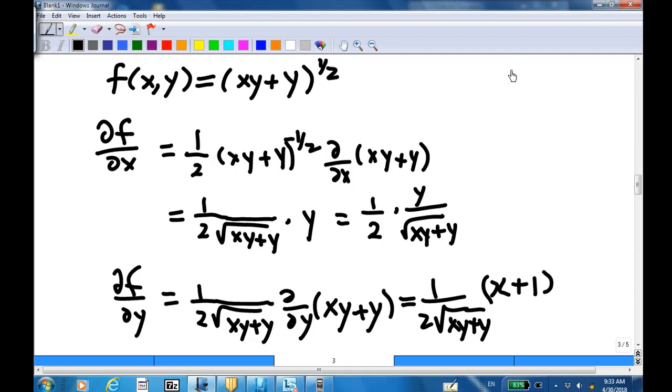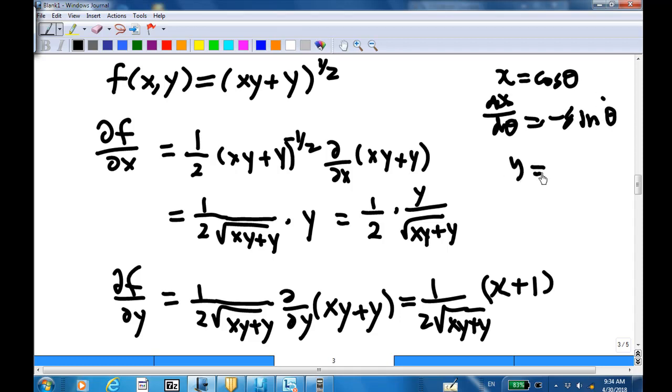And then we also note that x equals cosine theta, so dx/d theta is equal to minus sine theta, and y equals sine theta, so dy/d theta is equal to cosine theta.